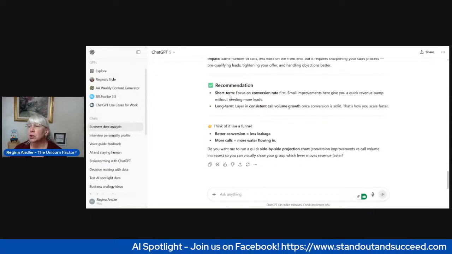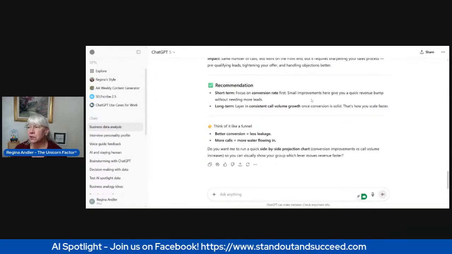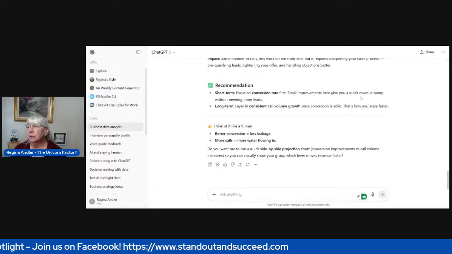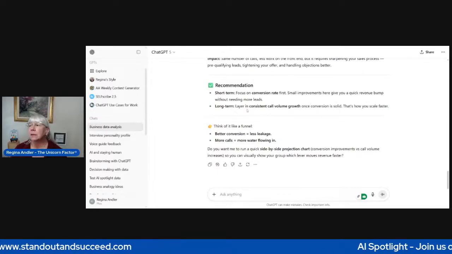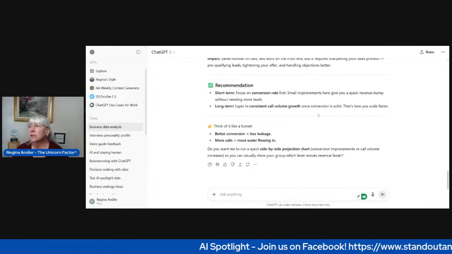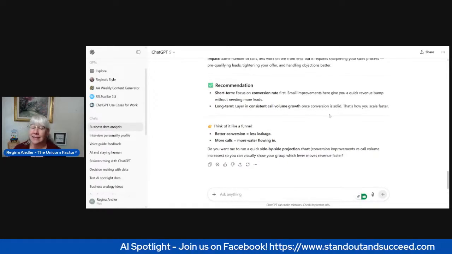So the recommendation, short term, is to focus on conversion rate first. Small improvements give you a quick revenue bump without needing more leads. Then layer in consistent call volume growth once the conversion is solid, and that's how you scale faster.